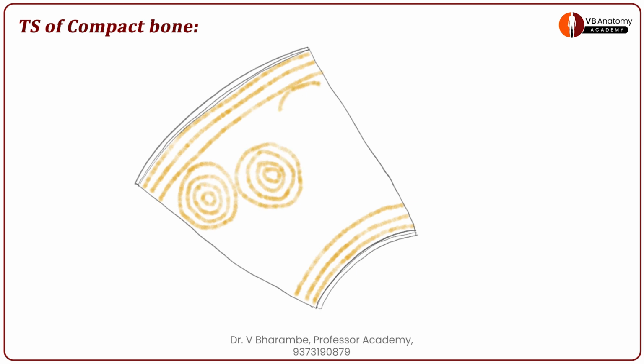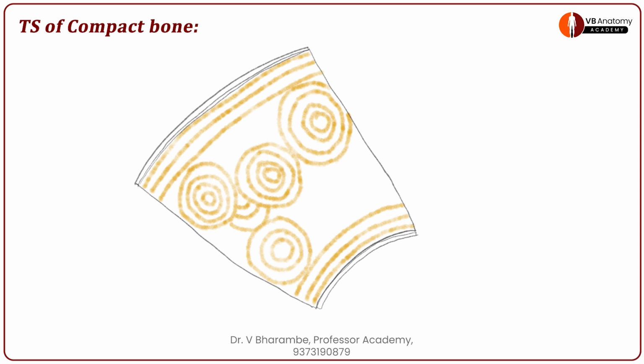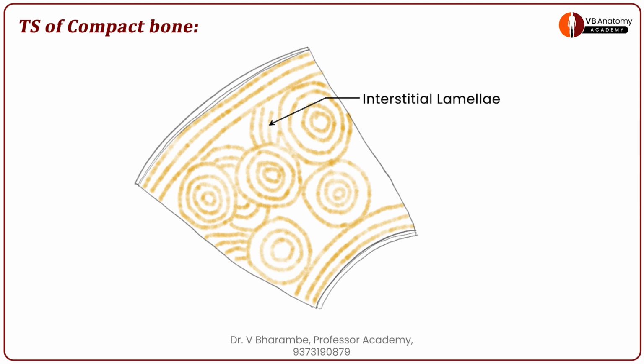So here you can see a number of osteons or Haversian systems containing a central canal and concentrically arranged lamellae all around. But besides this, what you are seeing are also small bits of osteons. These are old osteons which are now being remodeled. They are called interstitial lamellae. The ones which are drawn around a central canal are called concentric lamellae.